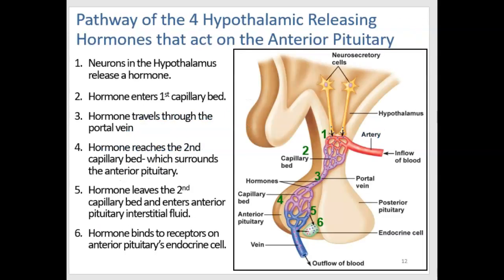So we're going to look at the pathway one more time. So hypothalamic cells, neurons in the hypothalamus release a hormone, and that hormone enters the first capillary bed here. The hormone travels through the portal vein here, reaches the second capillary bed surrounding the anterior pituitary, but then it exits the capillary bed and affects the anterior pituitary. Now, the anterior pituitary will release hormones.